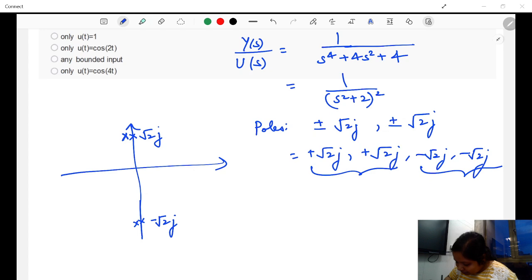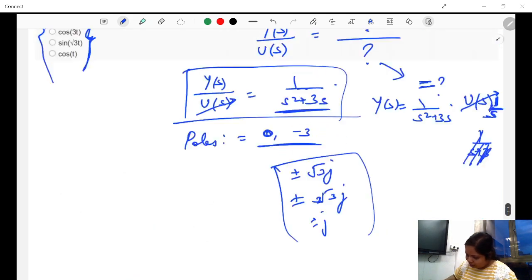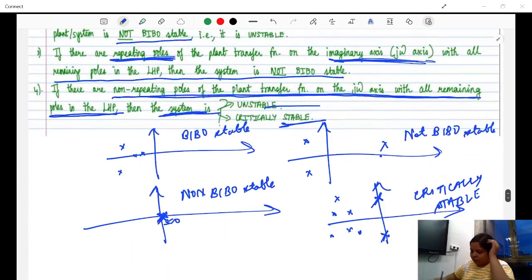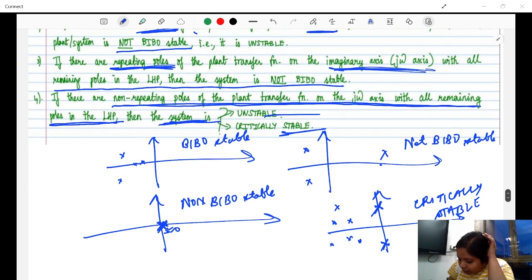Do you see that this is the imaginary axis, this is the real axis, and at root 2j itself there are two poles, and at minus root 2j there are two poles. So, when we were trying to understand this, it said that if there are repeating poles of the plant transfer function on the imaginary axis, with all remaining poles in the left half of the s plane, the system is not BIBO stable.